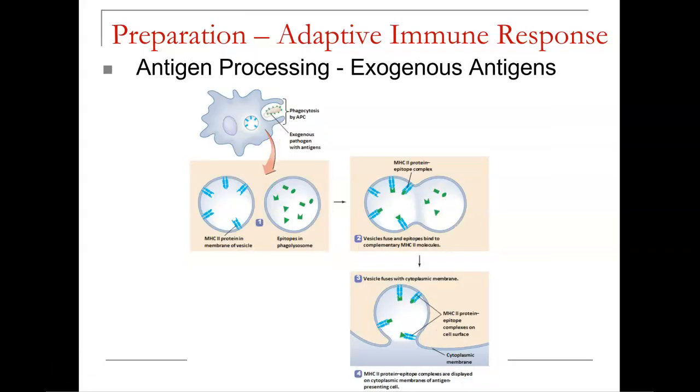The next type you see here is going to be the exogenous antigens processing. So here the antigen is going to be enzymatically catabolized, and so it's going to go in and break it down using enzymes and molecules, and it's going to produce peptide epitopes, which are then going to bind to the MHC class II molecules. These are going to be exported to the cell membrane of the antigen presenting cell.